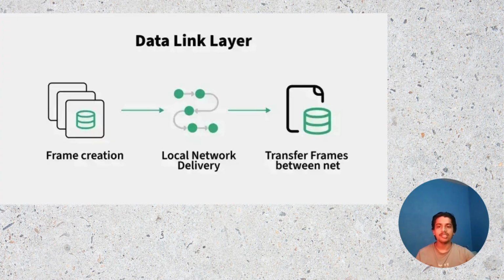This diagram represents the data link layer. Here, data is converted into frames and transmitted between directly connected devices. It also ensures error detection and correction.